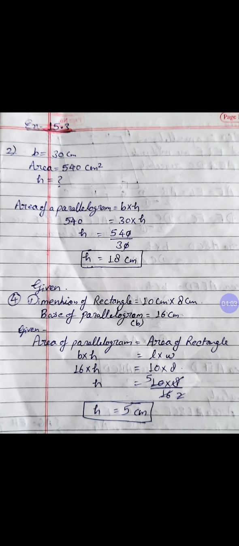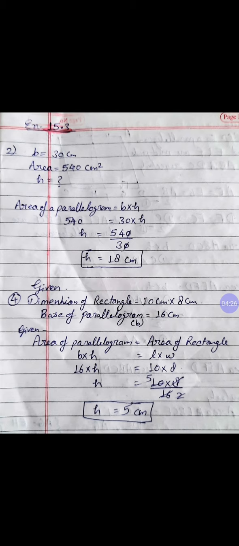Likewise, we can solve the third question, and let's move to question number 4. Question number 4 says the areas of a parallelogram and a rectangle are the same. The rectangle measures 10 centimeter into 8 centimeter. If one side of the parallelogram is 16 centimeter, find the corresponding height.